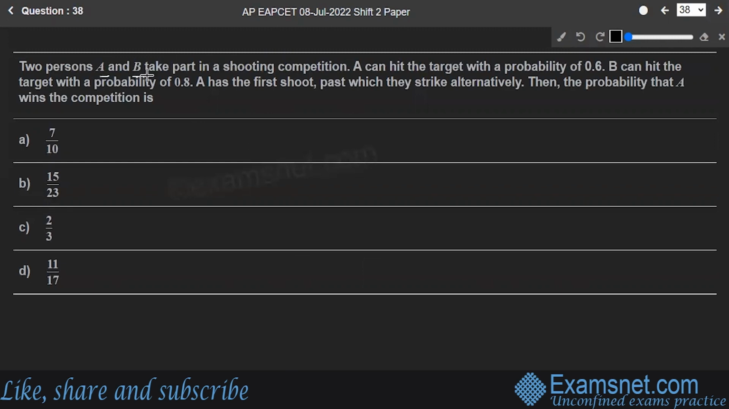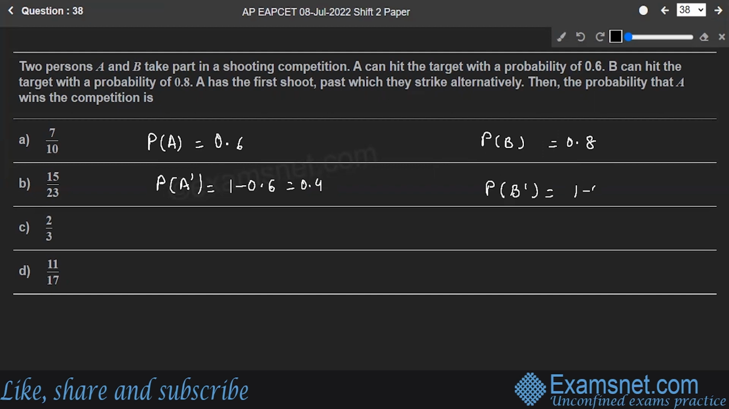Two persons, A and B, take part in a shooting competition. A can hit the target with the probability of 0.6 and B can hit the target with the probability of 0.8. A has the first shot, after which they strike alternatively. Then the probability that A wins the competition is. Okay, so you are given that the probability A will win is 0.6 and the probability B will win is 0.8. That means the probability A will not win is 1 minus 0.6, that is equal to 0.4, and the probability that B will not win is 0.2.